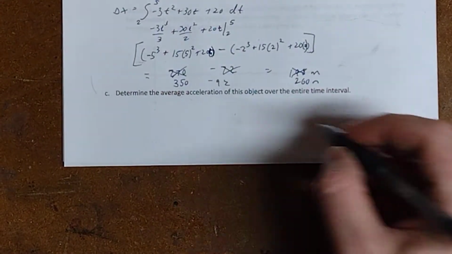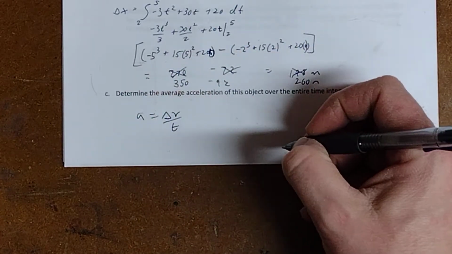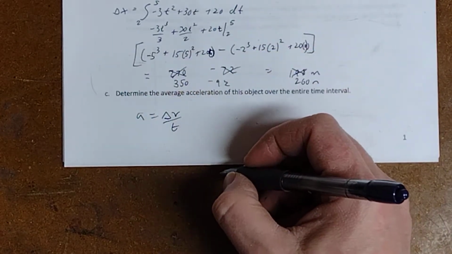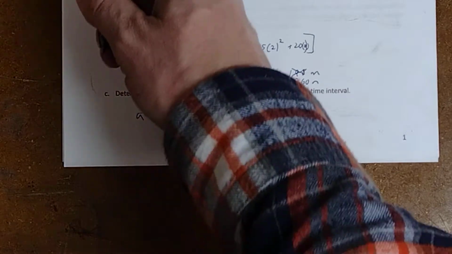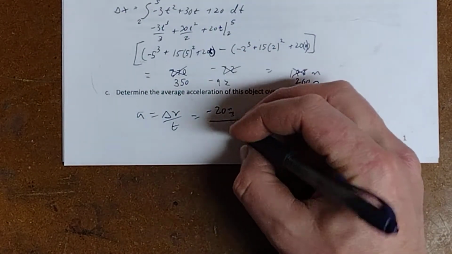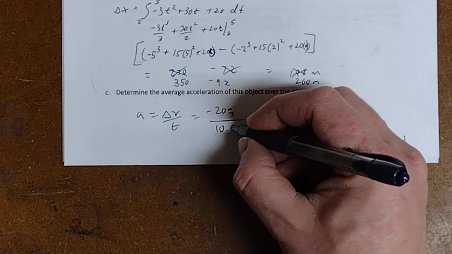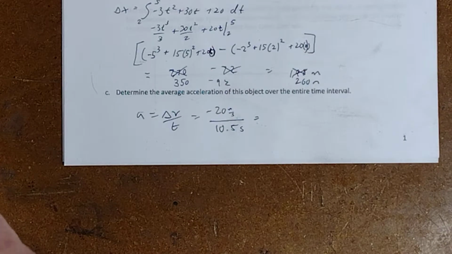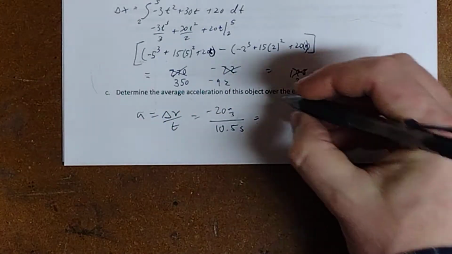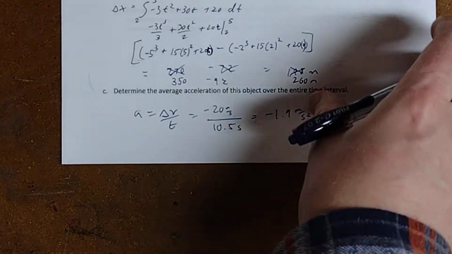Average acceleration of this object over the whole time interval: a equals delta v over delta t. Average acceleration. It doesn't say instantaneous. So the change in velocity here is negative 20 meters per second in about, I don't know, 10.5 seconds. Which is 20 over 10.5. It's about negative 1.9 meters per second squared for the acceleration.